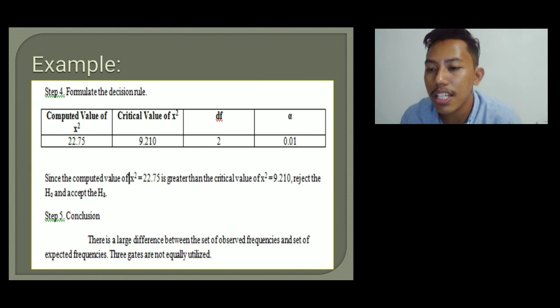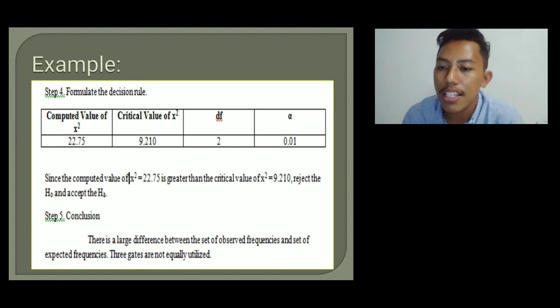In step 4, formulate the decision rule. The computed value of x squared is equal to 22.75. Our critical value of x squared is 9.210. Our DF is 2. Our level of significance is 0.01. Since the computed value of x squared, 22.75, is greater than the critical value of x squared, 9.210, you need to reject the HO and accept HA. So our conclusion is there is a large difference between the set of observed frequencies and the set of expected frequencies. The three gates are not equally utilized.